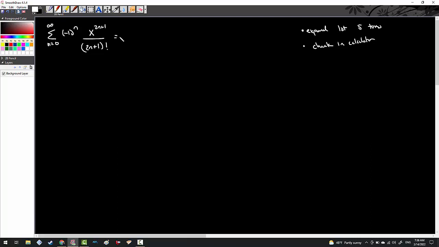So if you want, take a second, pause this and try to expand the first few terms on your own, but what this is going to end up turning into is x minus x cubed over 3 factorial plus x to the 5th over 5 factorial minus x to the 7th over 7 factorial plus x to the 9th over 9 factorial. So that's my first 5 terms. So let's go check it out in the calculator.